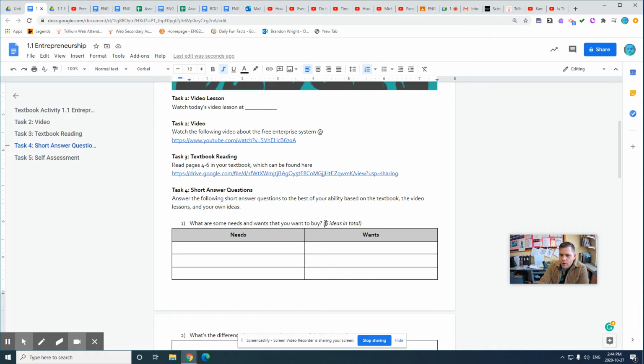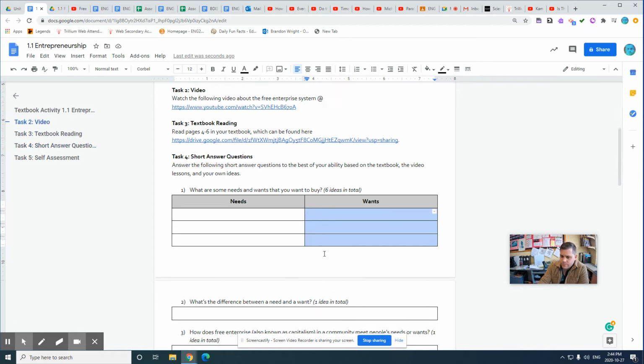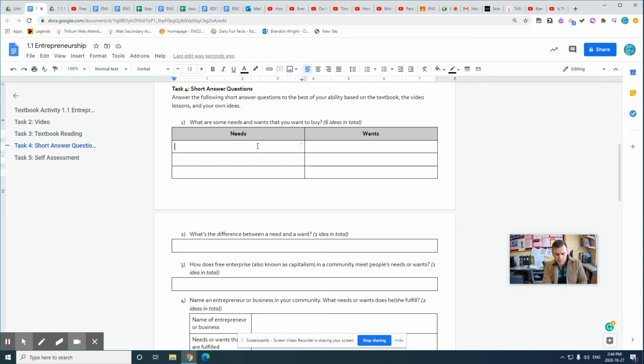For the question of what are some needs and wants that you want to buy, I'm asking for 6 ideas in total. So just give me 3 needs and 3 wants. 3 things you need to buy, 3 things you want to buy. And you can just type right into the box. Food and groceries. Stuff like that. Now, we all need food, right? And where do we get it? We get it at the grocery store.